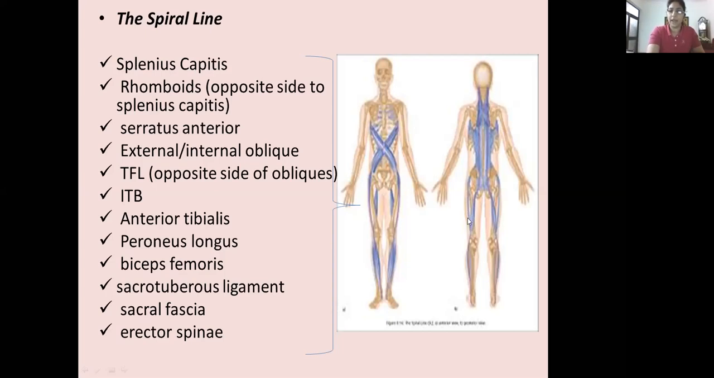then the IT band, next the front of the shin, anterior tibialis, peroneus longus, then going to the back of the thigh, biceps femoris, sacrotuberous ligament, sacral fascia and erector spinae. So it covers the anterior part and then the posterior part. So it goes spirally into both lines.